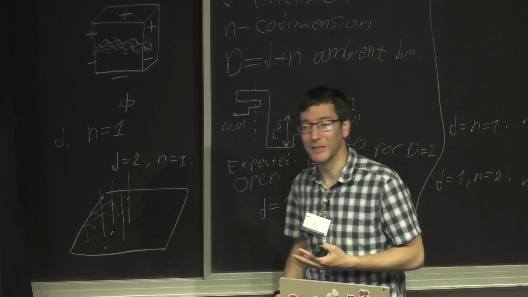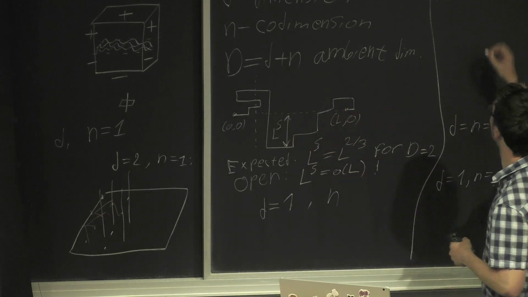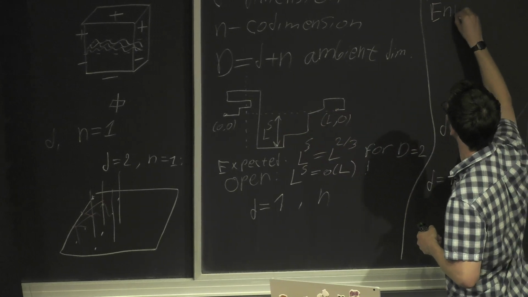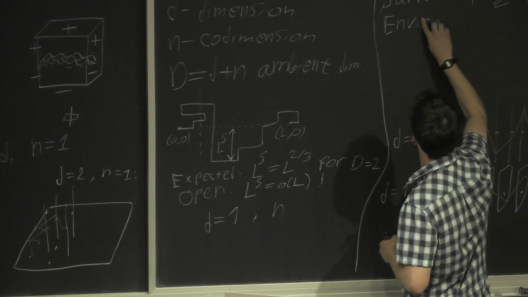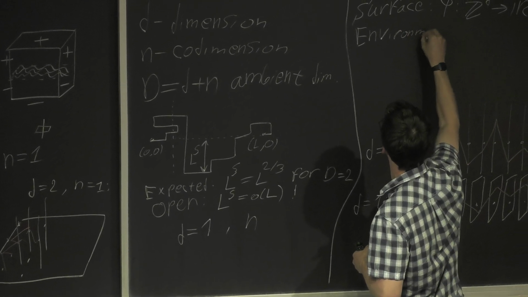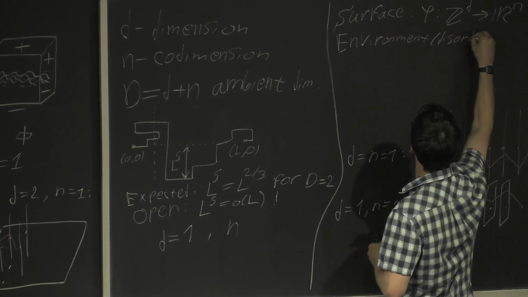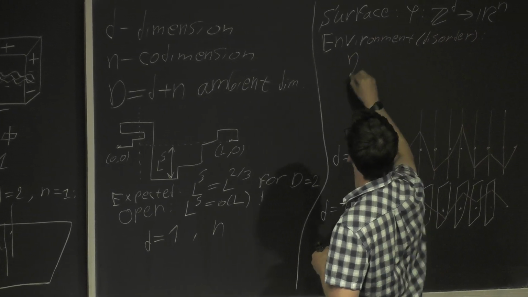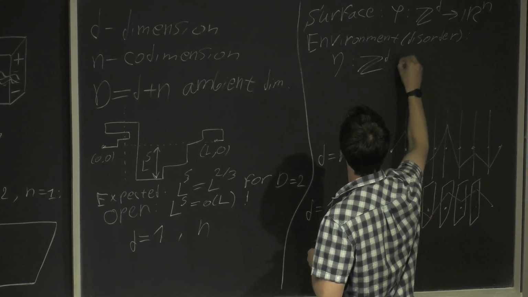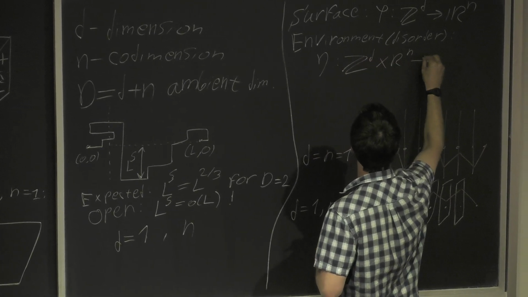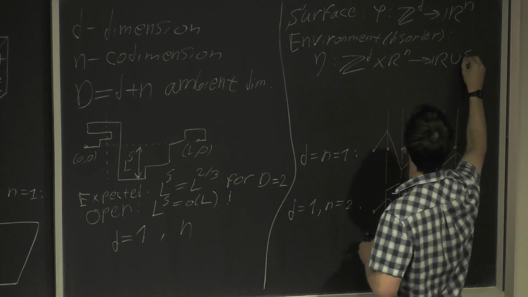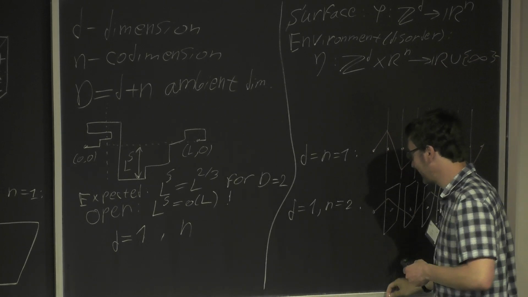So I've told you one ingredient. The next ingredient is the environment. The environment will be random, so sometimes I call it the disorder, because when it's random, it's the disorder. So let me put in parentheses disorder. The environment is the following. It is a function eta from Z^d times R^n to R. It's nice to have infinity too. So what does that mean?